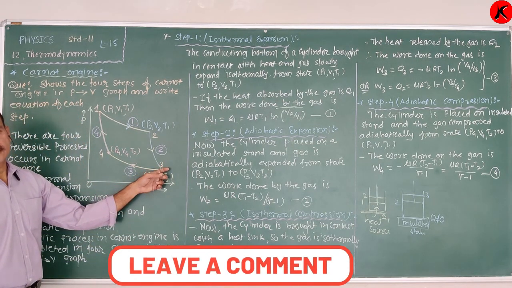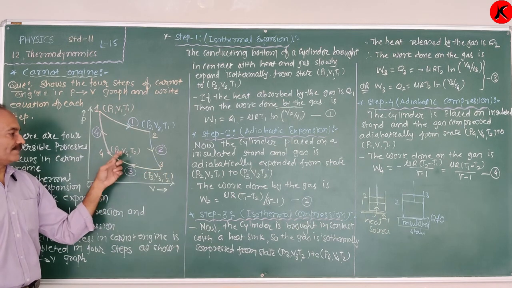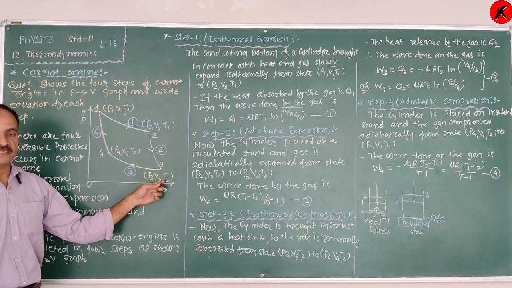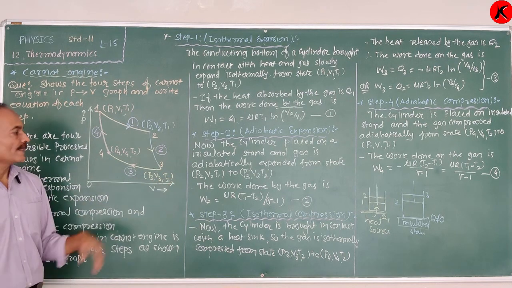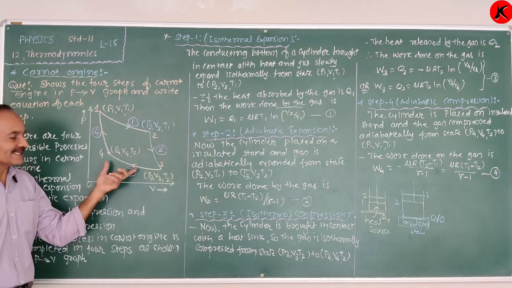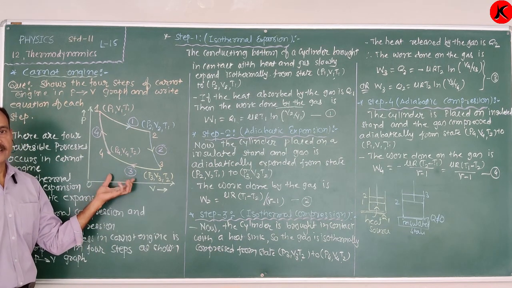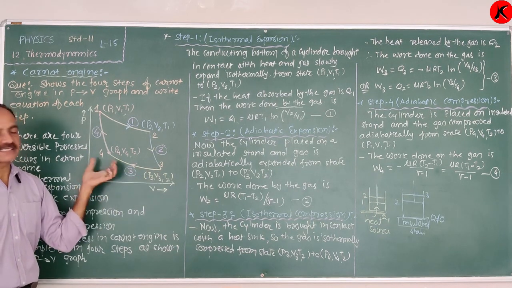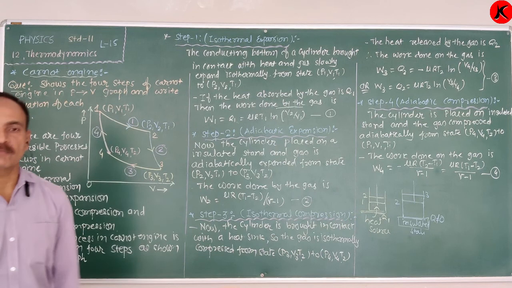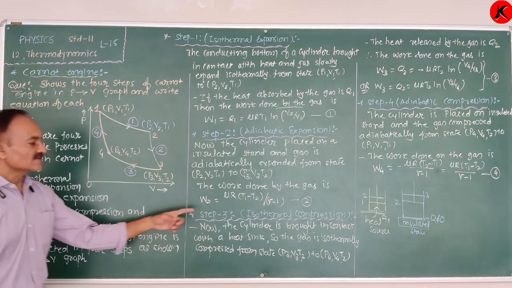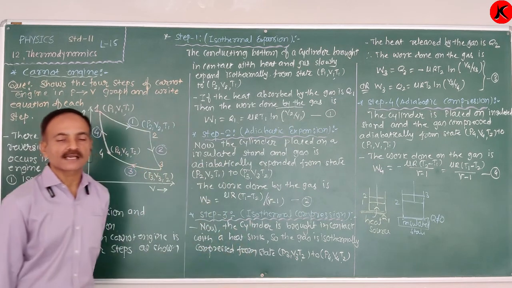Now the third step. The gas is now going from the third step to the fourth step. In the third step, the pressure is P3, V3, and the temperature is T2, while in the fourth step, it is P4, V4, T2. That means the temperature remains constant. Therefore, this step is isothermal. Here the volume is decreased, therefore isothermal compression. Now step 3 is isothermal compression.